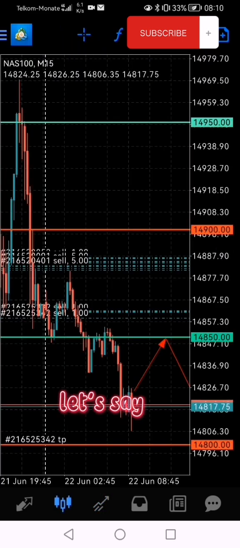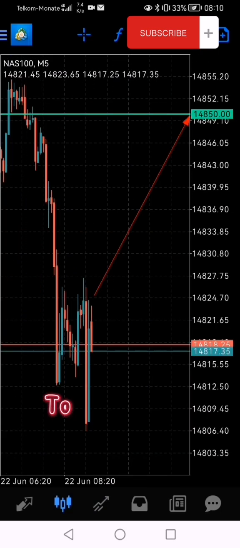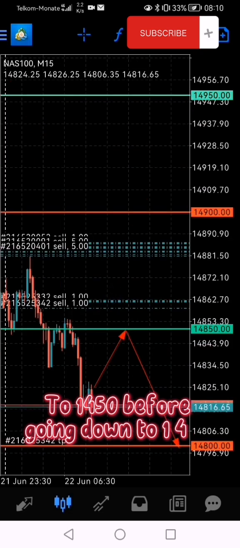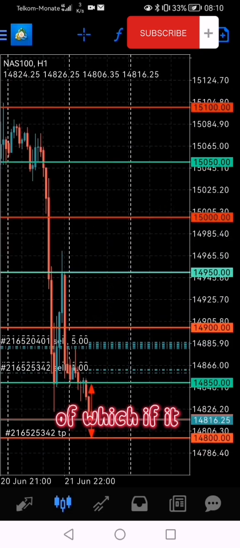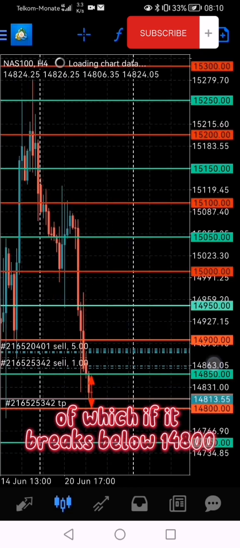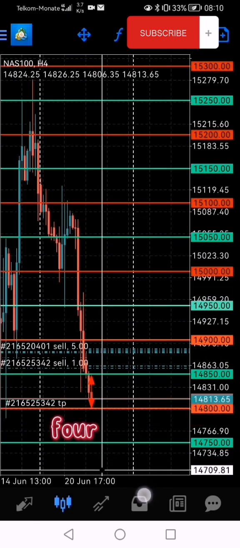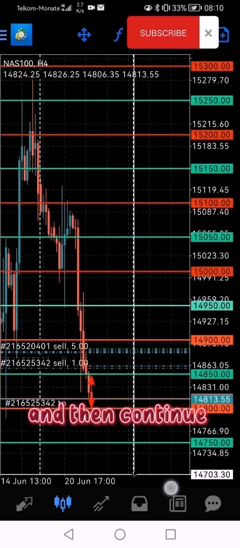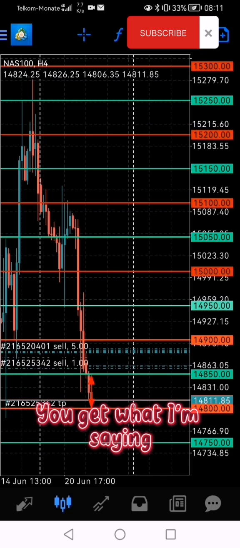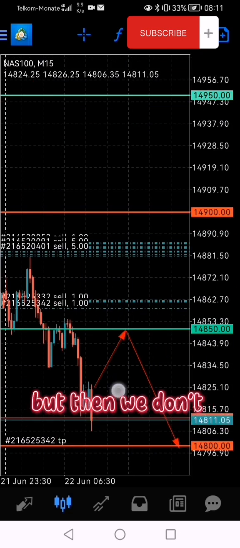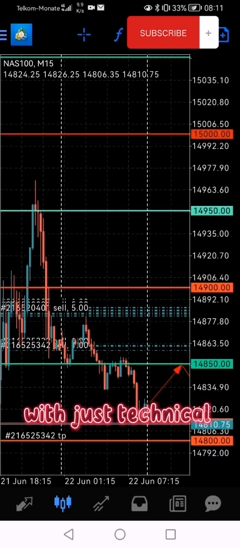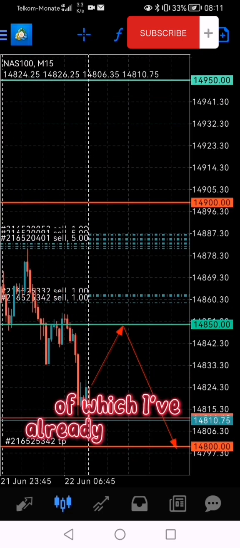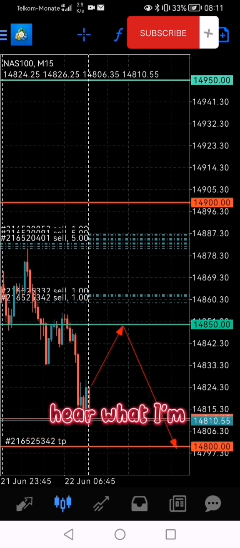Let's say we're expecting Nasdaq to pull back to 14850 before going down to 14800, of which if it breaks below 14800, it'll go down all the way to 14750 and then pull back to 14800 and then continue to go down. You get what I'm saying? This is the power of the strategy. But then we don't just use the strategy with just this technical analysis. We also combine fundamental analysis, of which I've already shown you how to do it.